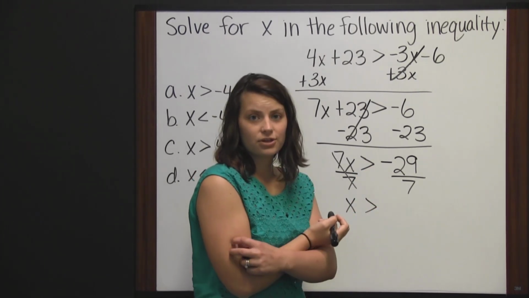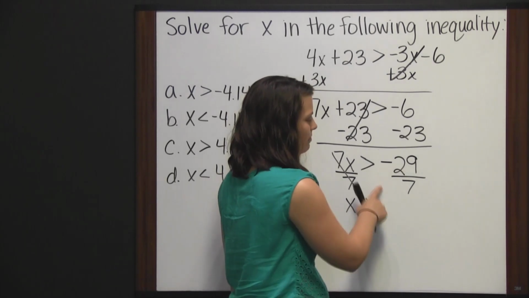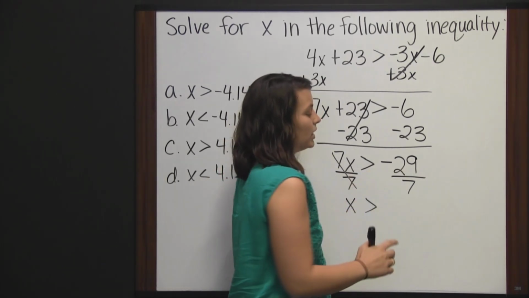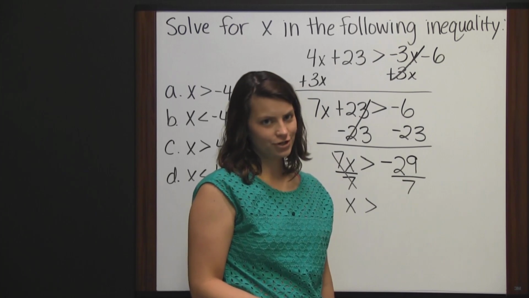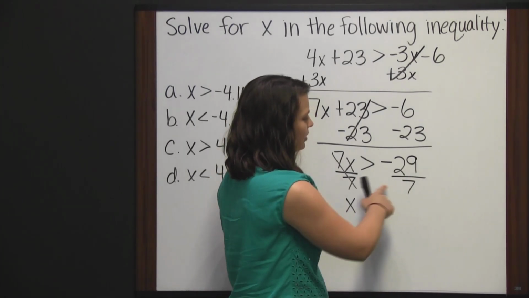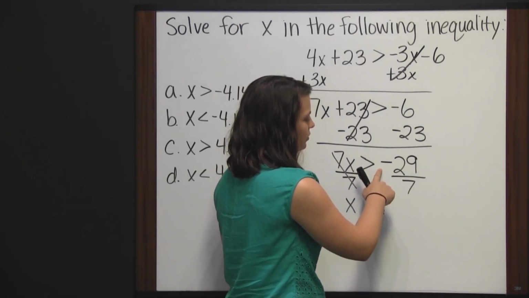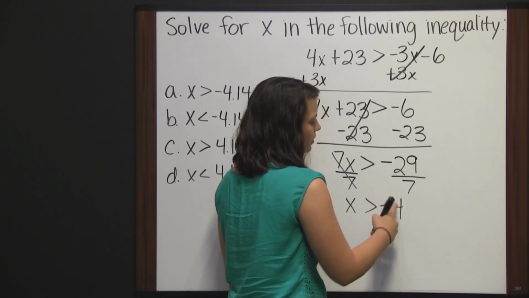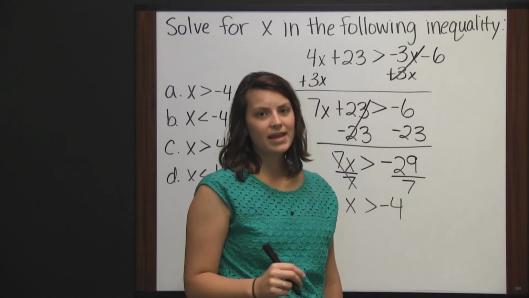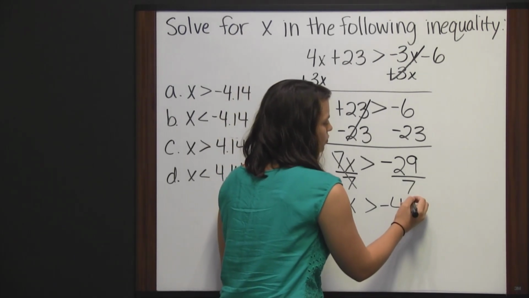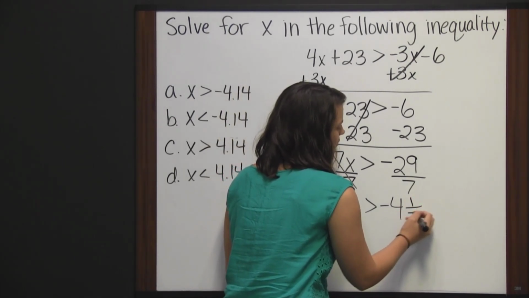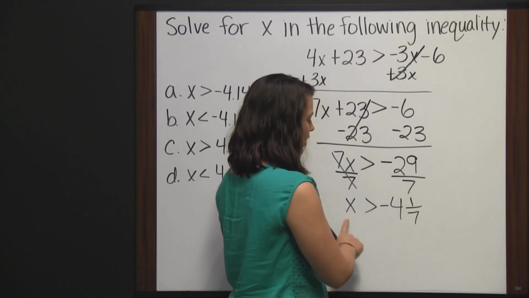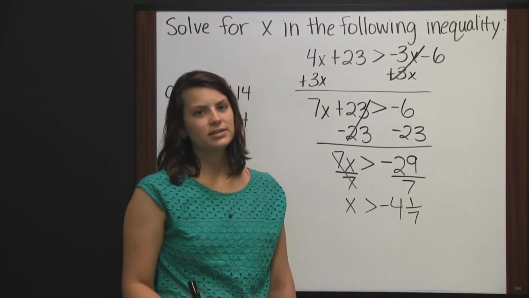And then the first thing I'll do is change this into a mixed number, since I can't actually divide negative 29 by 7 and get an integer. So 7 goes into negative 29 4 times. So it's negative 4. 4 times 7 is 28. So that means that there's 1 left over out of 7. So it's negative 4 and 1/7. X is greater than negative 4 and 1/7.